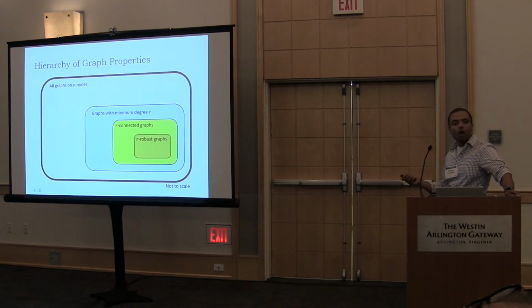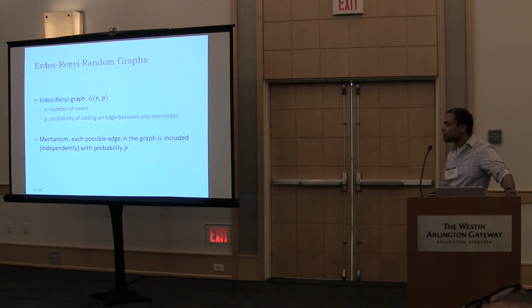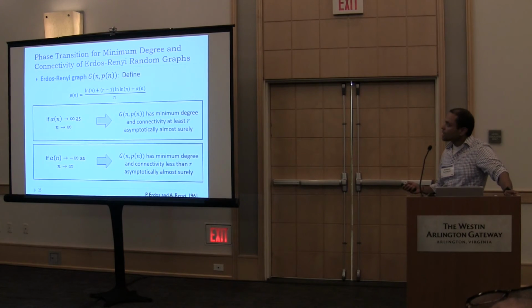So let's think about different models for large-scale networks. One of the most common models is the Erdős–Rényi random graph. Okay, this is the simplest thing you can think of. You have n nodes, and between every pair of nodes, you flip a coin that lands heads with probability p, and if that lands heads, you put that edge. So Erdős and Rényi back in 1961 showed something really cool about this graph.